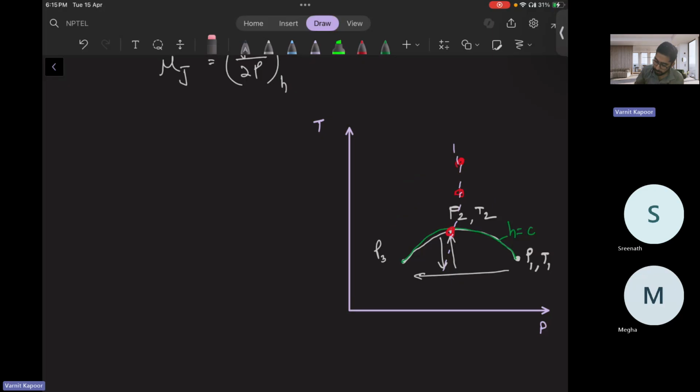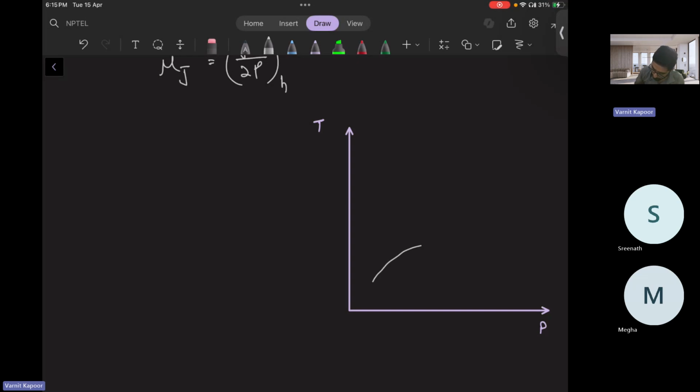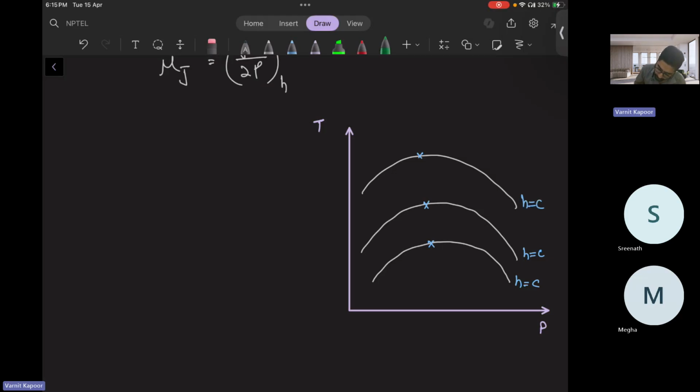Okay, so I'll make a better visual representation of the diagram now. This is your first curve. This is your second curve. This is suppose a third curve. And all of these are the peaks of the curves. Every one of them has h equal to constant. If you join the peaks of these curves, then this curve is known as the inversion curve.